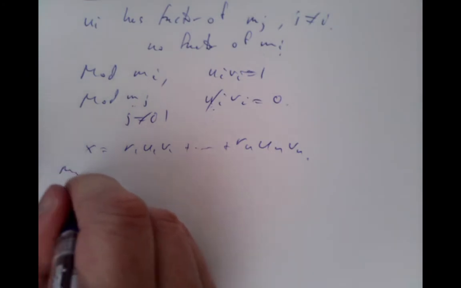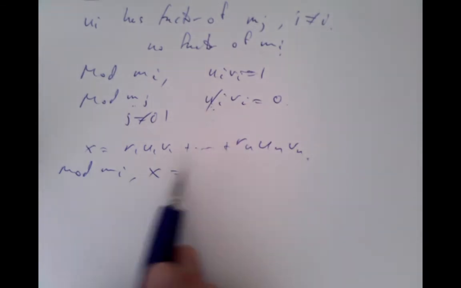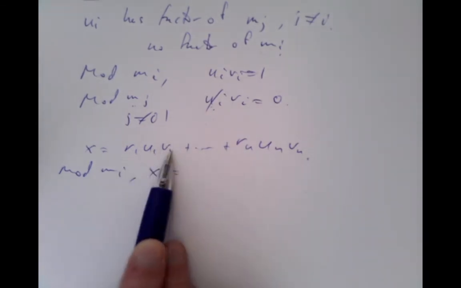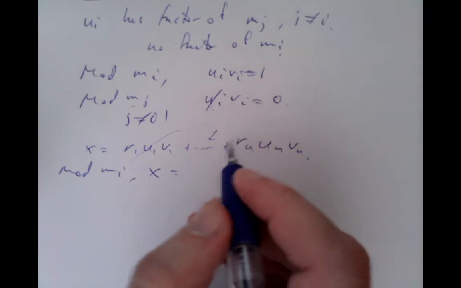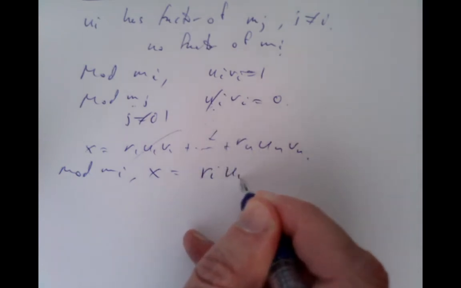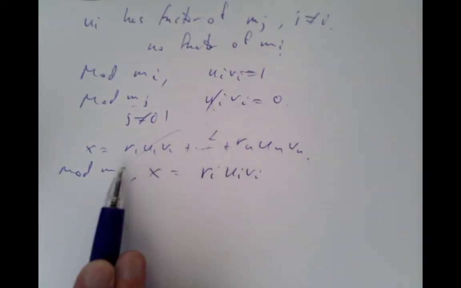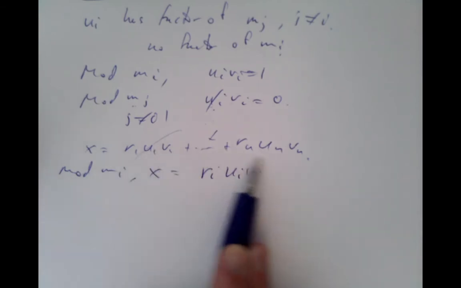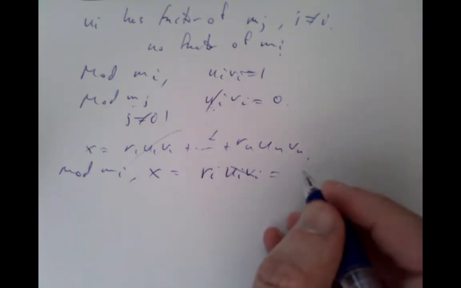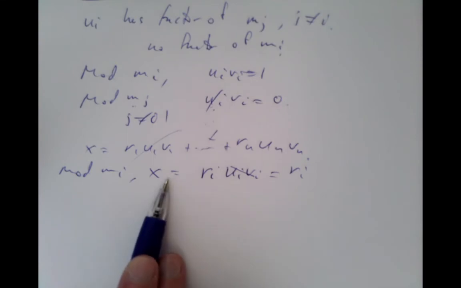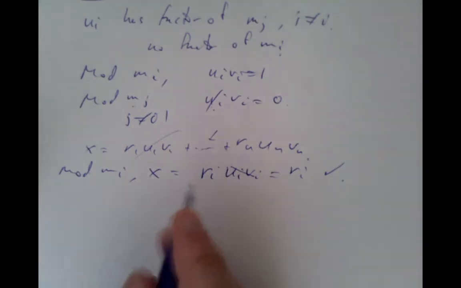So mod mi, x is, if i is not equal to 1, u1 v1 dies, and so on and so forth. So you kill off everything in here except one factor, which is ri, ui, vi. All the other ones disappear because u1, if i is not 1, has a factor of m1 in it, and so on. So there's a factor of mi in every term except the ith term, and that's just this guy. But this was 1, and so you just get ri. So it satisfies x is ri mod mi, and that's what we did to satisfy. Okay, so that's the proof that it works.